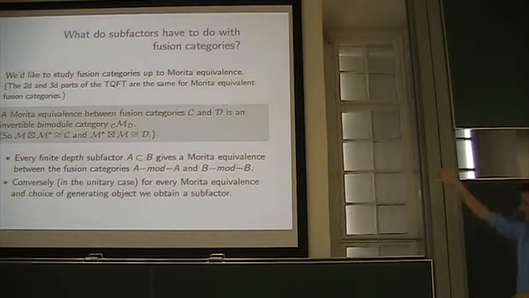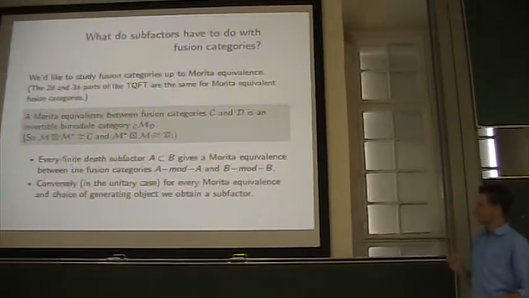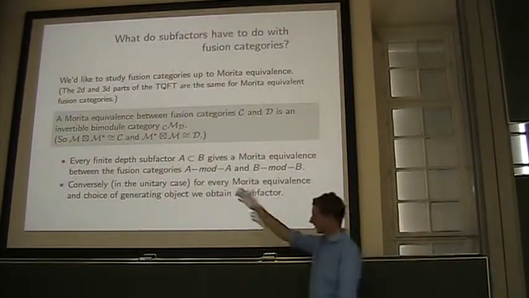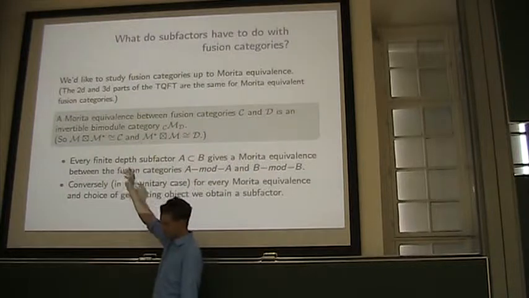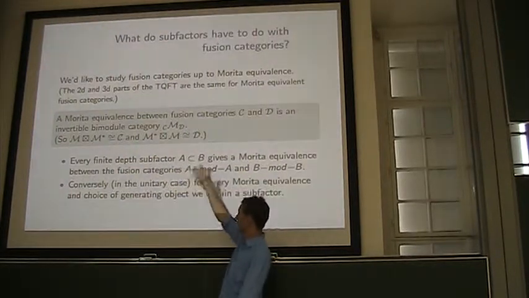So again, Morita equivalences were mentioned briefly in an earlier talk, so I'm not going to spend much time going on about what exactly it is, but it's a bimodule category between the two fusion categories, C and D, with the property that the tensor products of this bimodule category have dual, in one case the category C, and the other way around the category D.